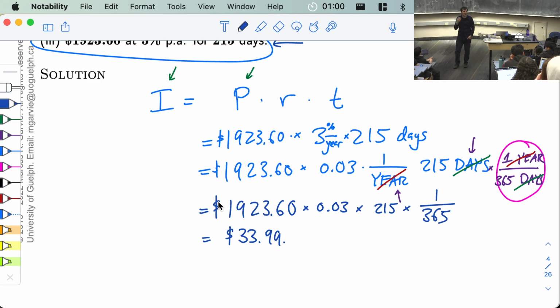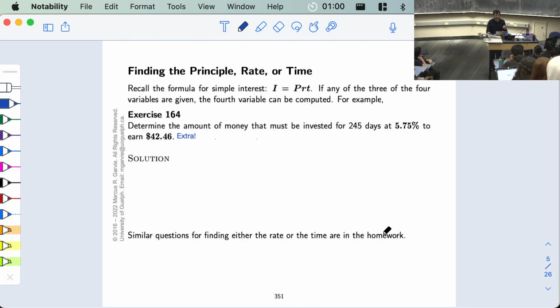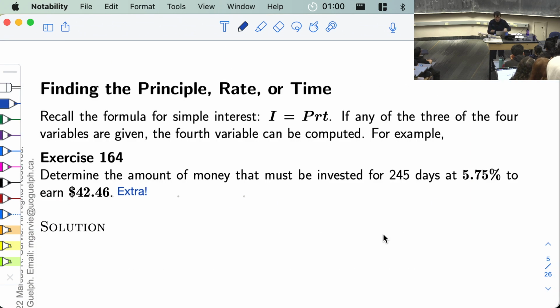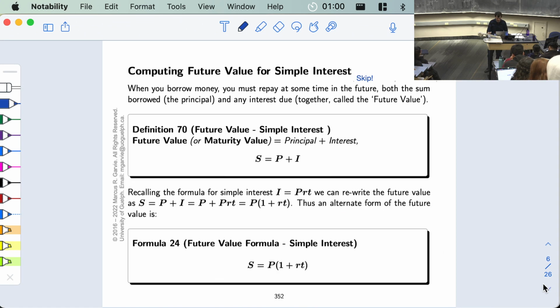Okay, so that's basically all we're doing for simple interest. There's a few other things in the book. For simple interest, one of them is, okay, you have this equation I equals PRT. You can solve for I. You could also rearrange and solve for P or R. I'm going to skip those for now, and I'll make this an extra video. There's this idea of the future value. I am not going to ask you guys about future value. So we're skipping future value.